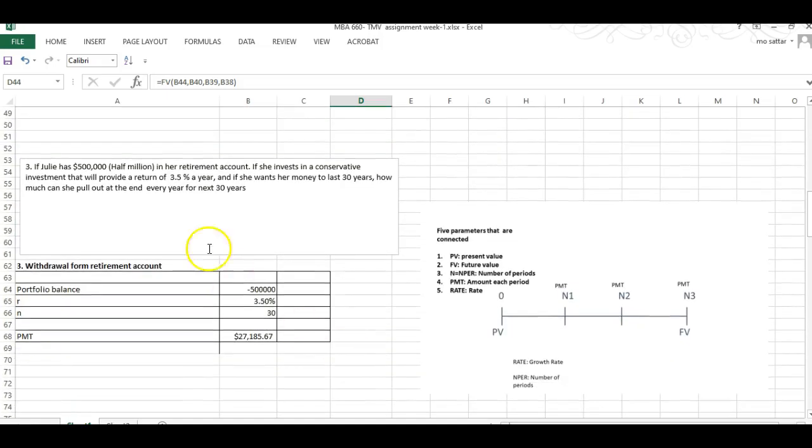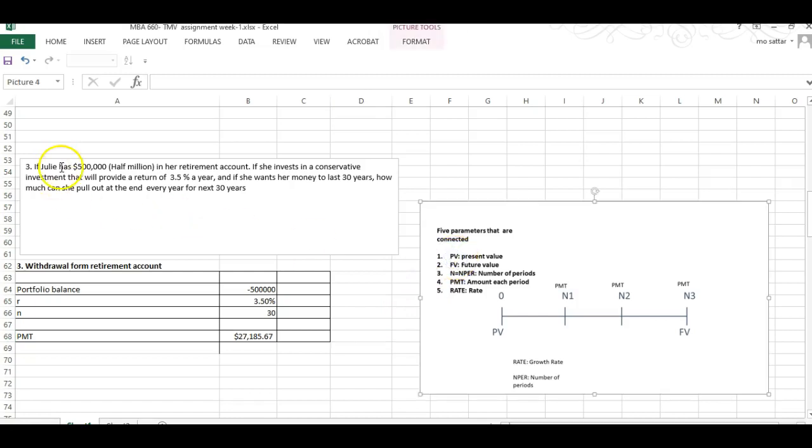The third problem is that if Julie has $500,000 in her retirement account, which means she's retired, and now she will need the money to live off. If she invests in a conservative investment that will give a return of 3.5% a year, and if she wants her money to last 30 years, how much can she pull out at the end of every year for the next 10 years? So now let's look at each of the parameters.